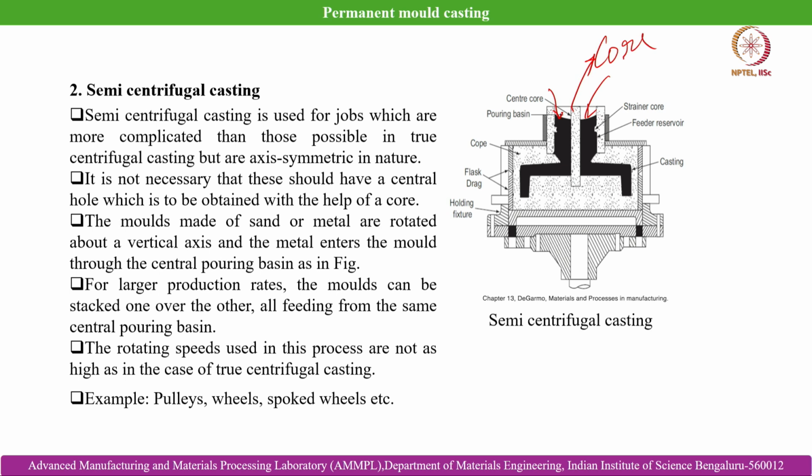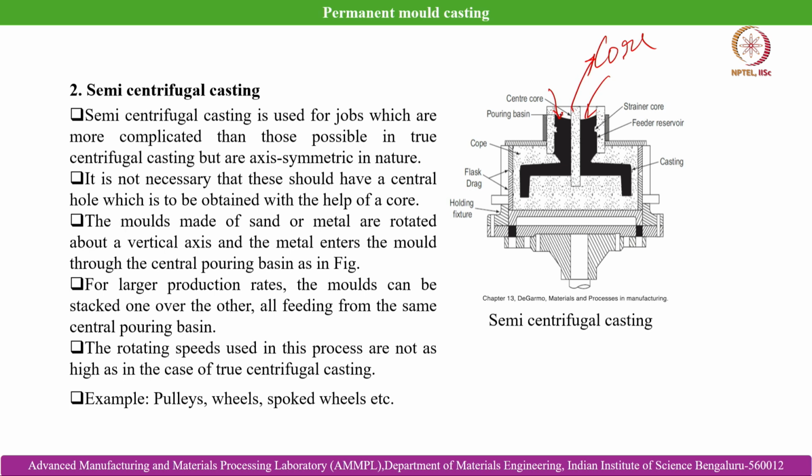And for large production rates, the molds can be stacked one over the other. That means in that way we can produce multiple castings with one cycle of melt preparation. The rotating speeds used in this process are not as high as in the case of true centrifugal casting. So, basically we are taking advantage of the centrifugal force exerted over the liquid melt, and that is why we can achieve a much improved grain structure with fine grained morphology, and also improved mechanical properties in the centrifugal cast parts.